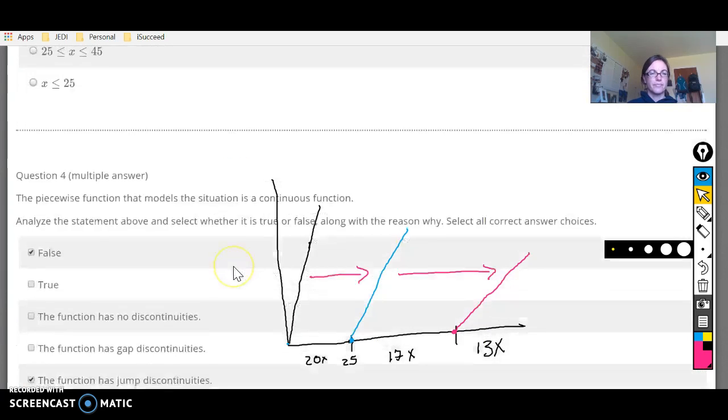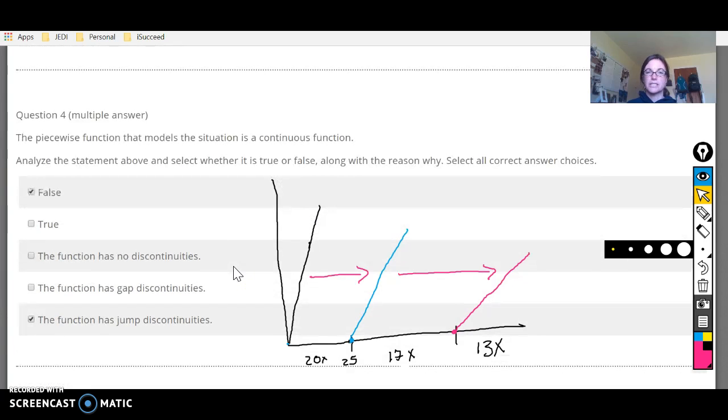So the piecewise function that models this situation is a continuous function. A continuous function is if it went like this, and we were connected in each scenario, but that's not what happens. We jump from one function to the next based on our subdomain. So this would be a false statement, because the function has jump discontinuities.